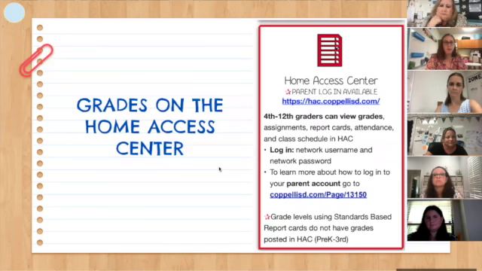And then Home Access Center, this is also where parents can see grades. This is linked up to Schoology. So sometimes it takes a little while for the grades to transfer from Schoology to Home Access Center, but it doesn't usually take too long. I'm trying to think. You can log in if you're not sure. Here's the information on how to get in there. And like I said, we'll send this presentation home so you can see it as well.